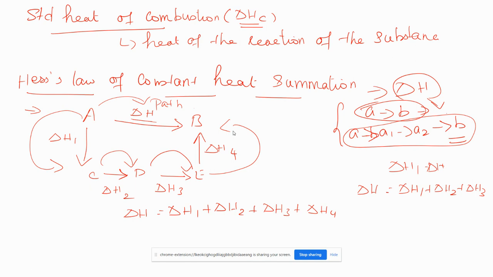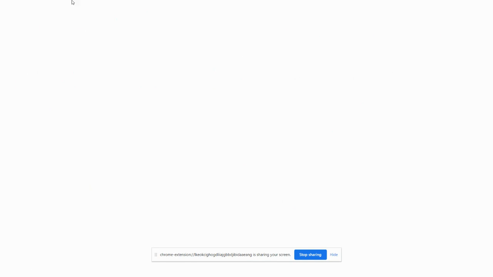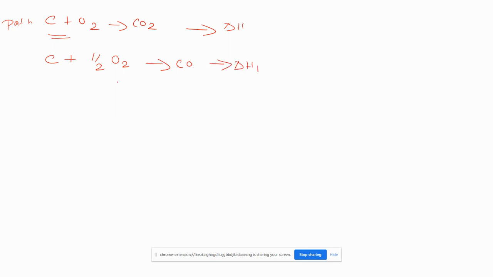Now, for example, C plus O2 gives CO2, with the standard enthalpy change del H. This is a one-step reaction. The same reaction takes place in two steps: C plus half O2 gives CO, for which the enthalpy change is del H1, and the next step is CO plus half O2 gives CO2.